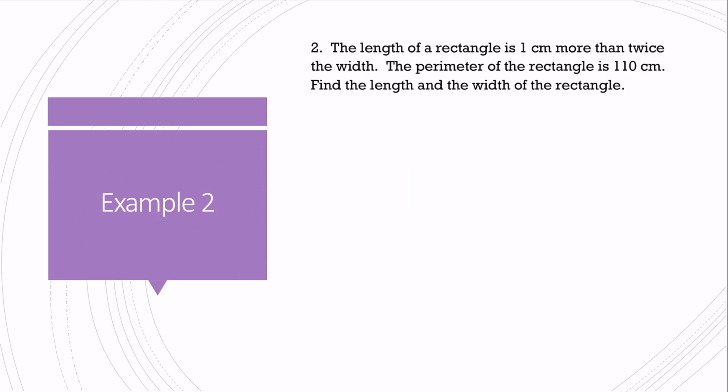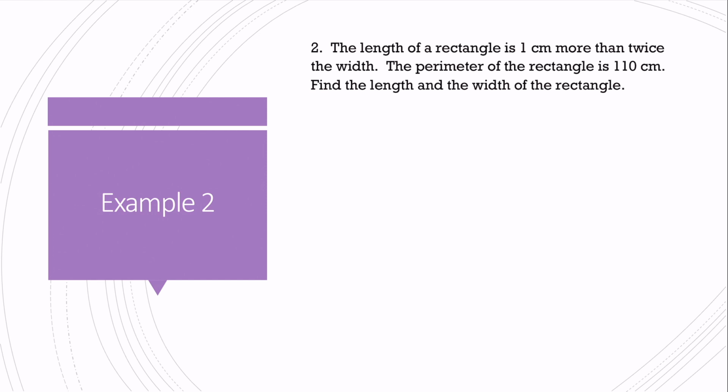The second example is a perimeter problem. You are going to see a lot of these over the course of this course, right? So the length of a rectangle is 1 centimeter more than twice the width. The perimeter of a rectangle is 110 centimeters. Find the length and width of the rectangle.